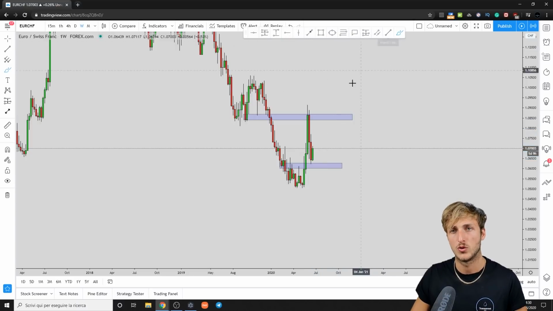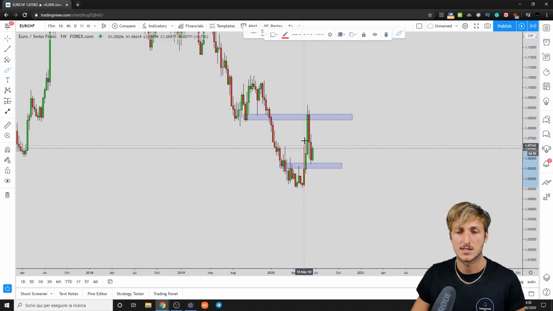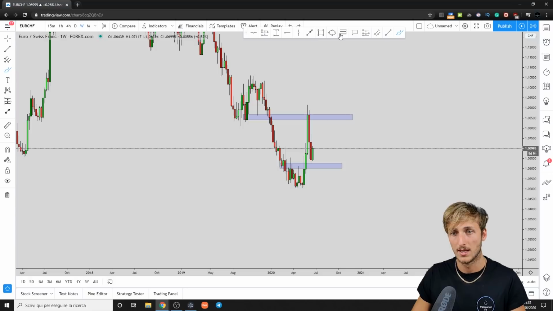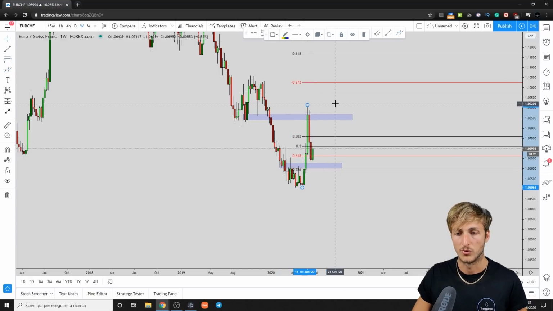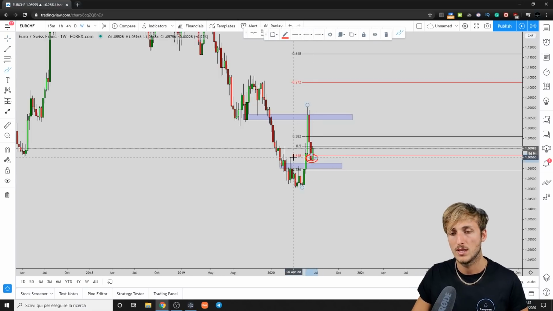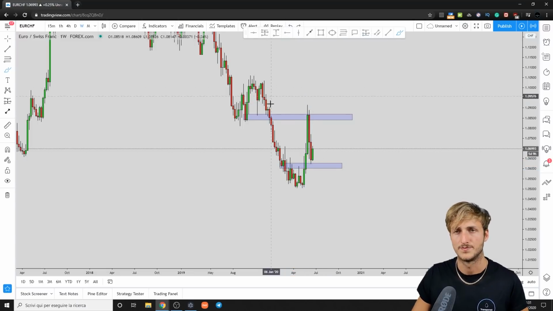What we can also notice is that this is a strong impulse, okay? If we want to measure the retracement, what are we supposed to be doing? Taking our Fibonacci from the low to the high of the impulse. And what we can see is that the market currently has rejected the zone in between the 0.618 and 0.786. Obviously 0.618 is the golden ratio, and the market has rejected this zone.